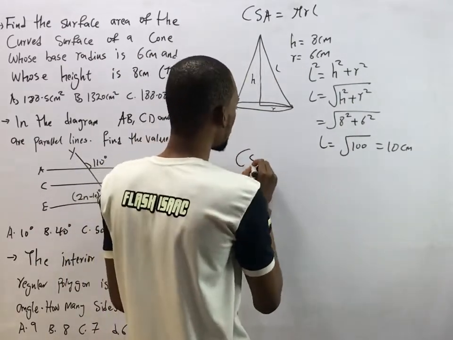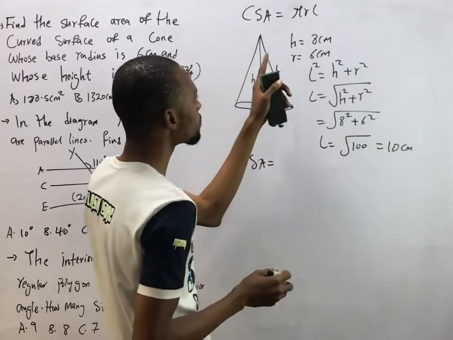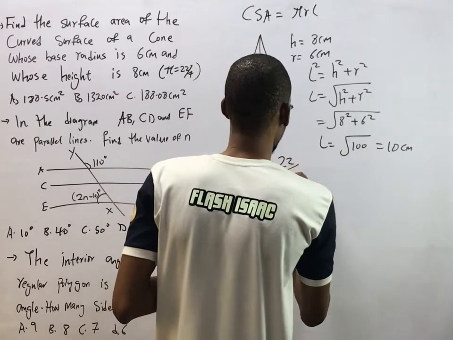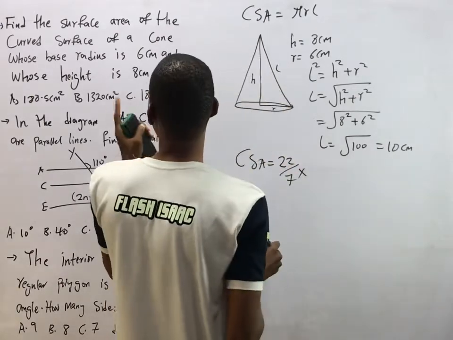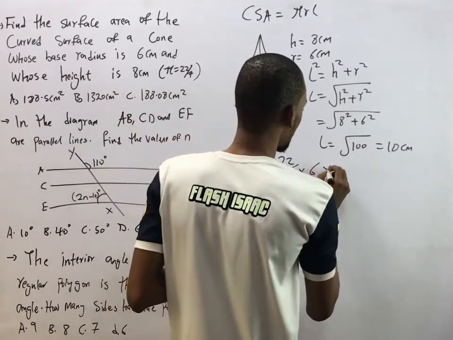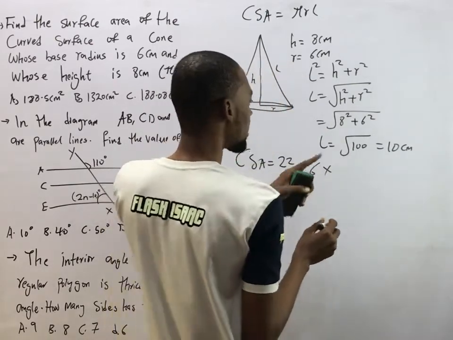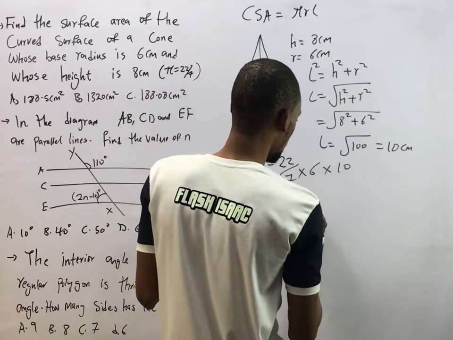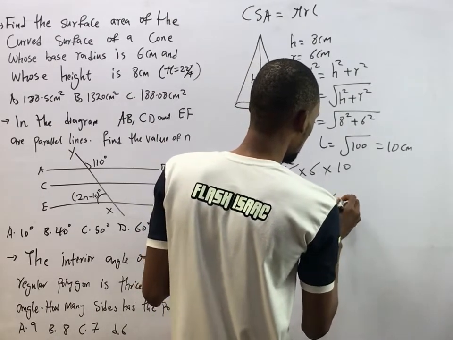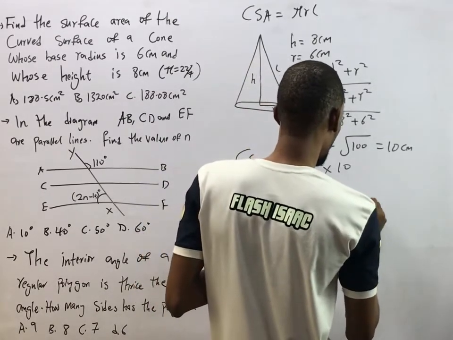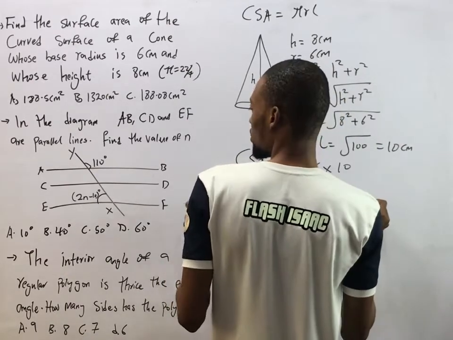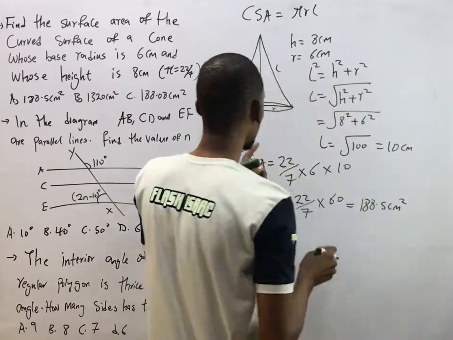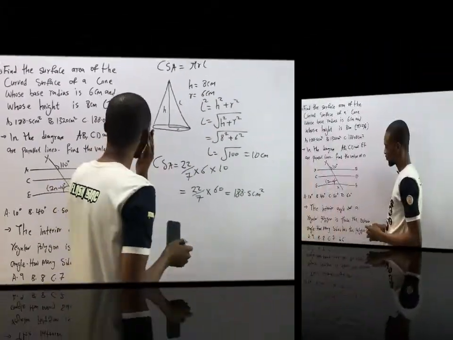So now substituting in the surface area formula, which is equal to pi r L. Pi is 22/7 times r, which is the radius, times 6, times the slant height, which is 10. So this will give you 22/7 times 60, which will give you 188.5 cm square. So this is the curved surface area of the cone.